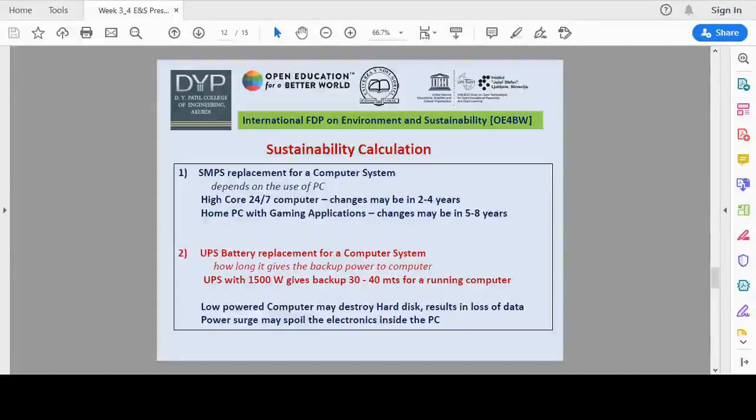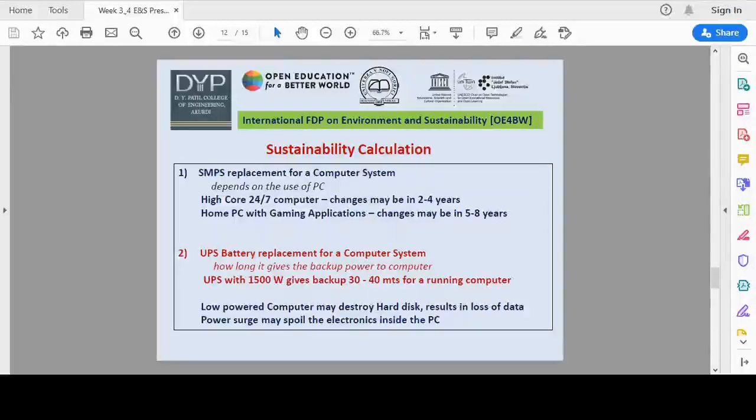Values like SMPS replacement requirement and UPS battery replacement requirement can be given to the students as awareness. Mostly SMPS are replaced in a lab for many of the computers. It depends on the usage of the SMPS, on how effectively we are using the PC. For a high-load 24/7 computer, the SMPS may be changed in 2 to 4 years. For a home PC, it may require its SMPS to be changed in 5 to 8 years.